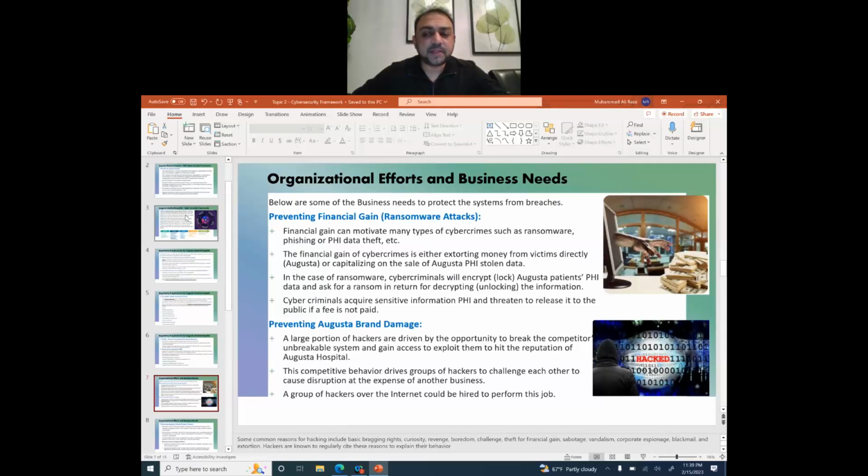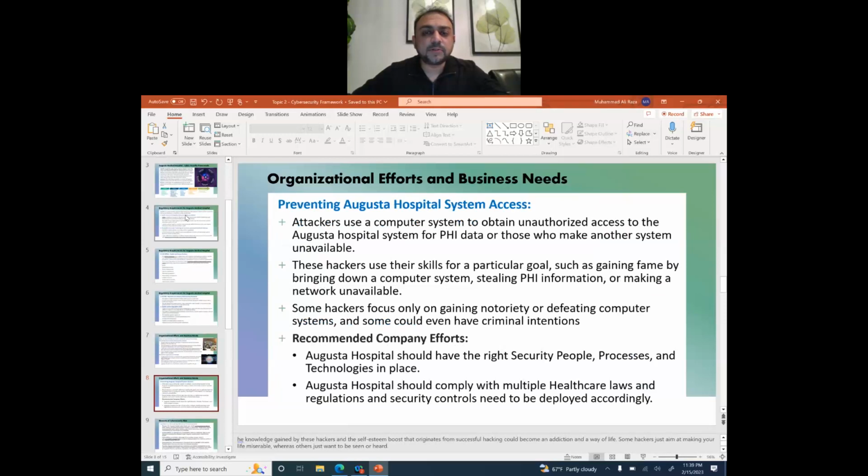The next one is brand damage. Definitely, if any hacker hacks our Augusta hospital system, our hospital name and brand are going to be damaged. The third one, here I am going to discuss preventing access to the Augusta hospital system. Attackers' intention is to gain access to any asset or computer system within the Augusta network to steal PHI data. So these hackers use their skills for a particular goal, and it could be stealing PHI information, or maybe bringing the network down. So we have to make sure all of the security controls are in place, and we shouldn't provide any access to any unauthorized user.